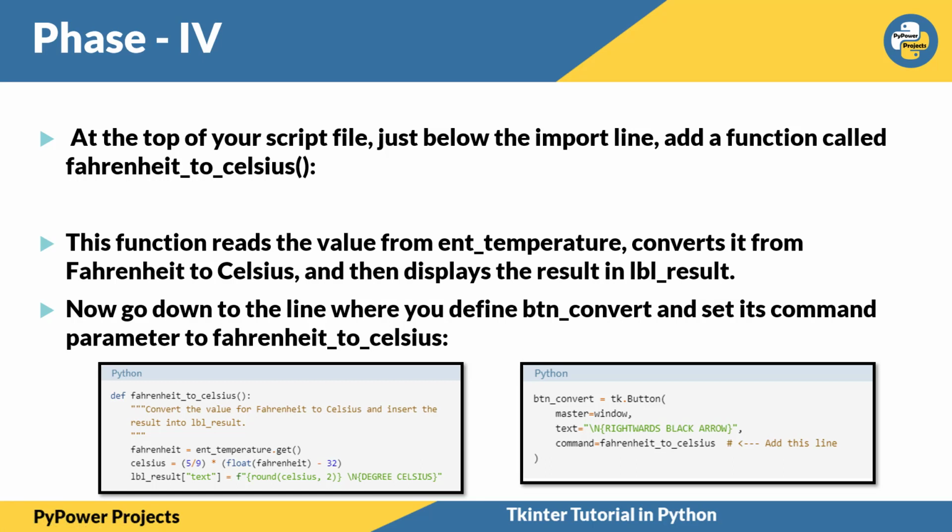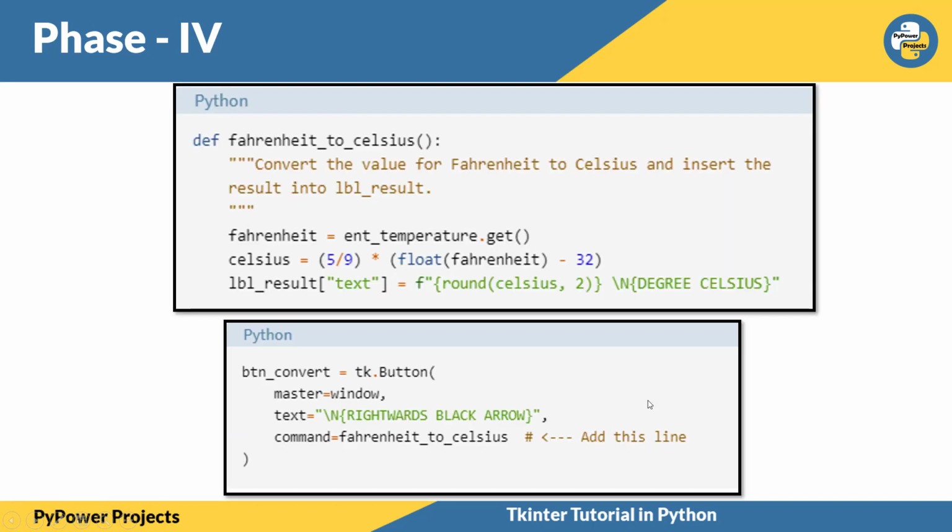See, button convert equals tk dot button. Whenever this button is clicked, you need to command the Fahrenheit to Celsius function. So whenever this button is clicked, it will go to this function and then the logic will be run. So this is the main thing.